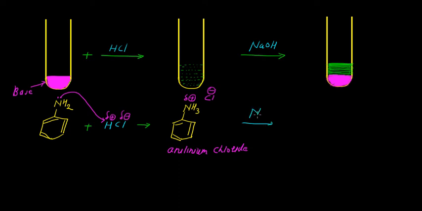We are adding the NaOH. Again we can write the charge separation in this NaOH. We have delta positive charge on this sodium and delta negative charge on this OH. So this OH will absorb the proton which is present on this nitrogen, and again there is formation of the original compound. So whatever aniline we used, that aniline is again regenerated.